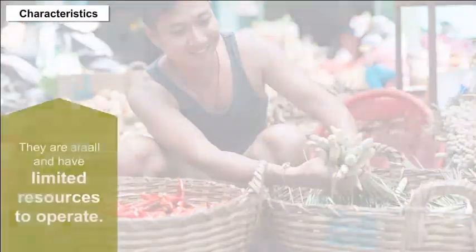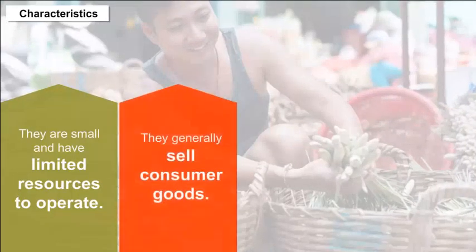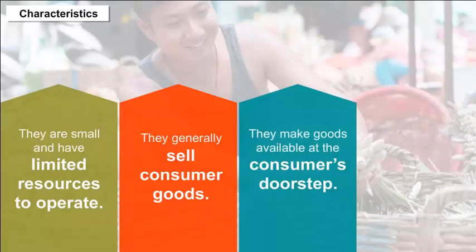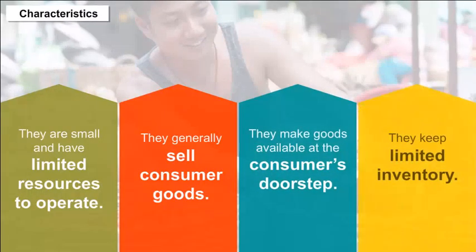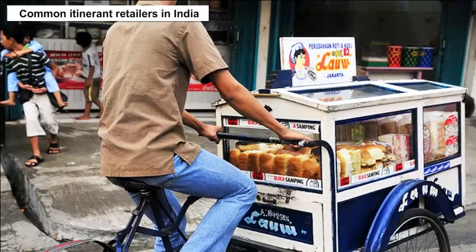Characteristics. They are small and have limited resources to operate. They generally sell consumer goods. They make goods available at the consumer's doorstep. They keep limited inventory. Common itinerant retailers in India.